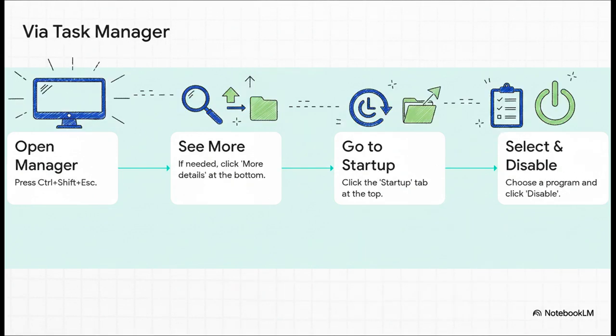And of course, the trusty Task Manager gives you that same direct control in Windows 10. Pop it open with Control-Shift-Escape. Now, if you see a really simple-looking window, just click More Details at the bottom to expand it. Then, just like before, head over to the Startup tab, pick a program, and click Disable. It's a really direct and efficient way to manage your whole boot process.